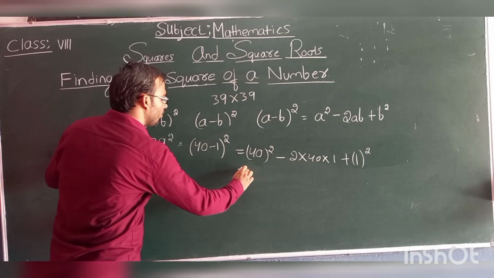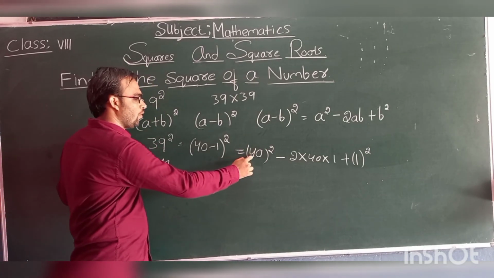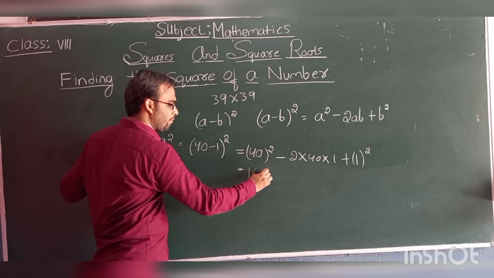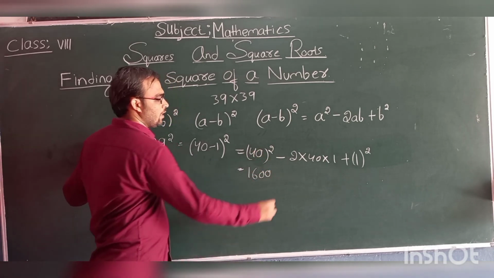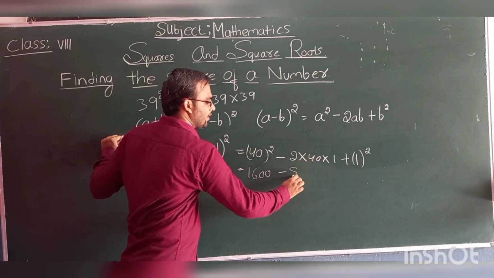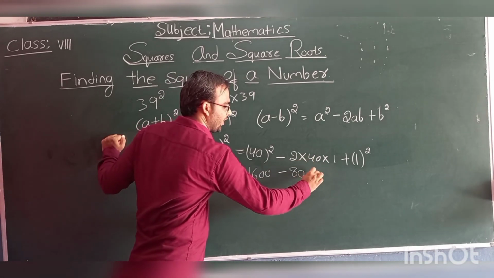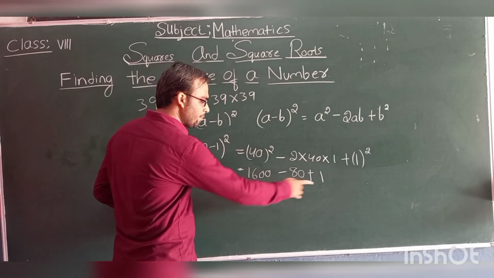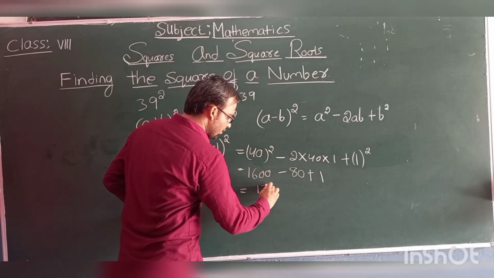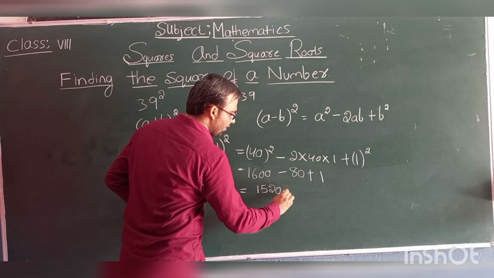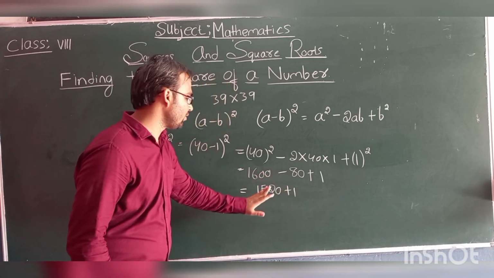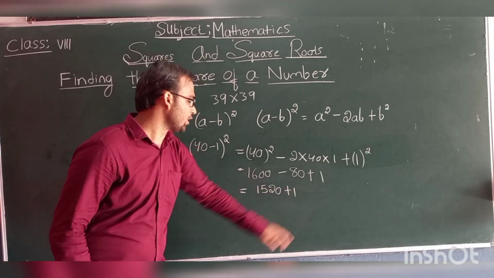Okay, so now 40 square is what? 4 4s are 16. Here 1 zero is there, means in each square it will have 2 zeros. Minus 2 40s are 80, and 80 into 1 is what? 80 only, and 1 square is what? 1 only. Now 1600 minus 80 is what, students? That is 1520 plus 1. 1600 minus 80 is 1520, and this is plus 1.